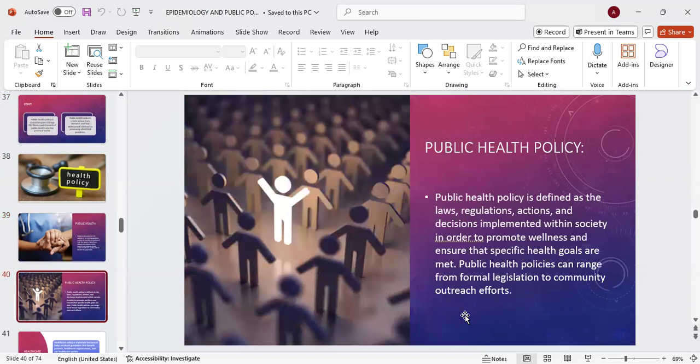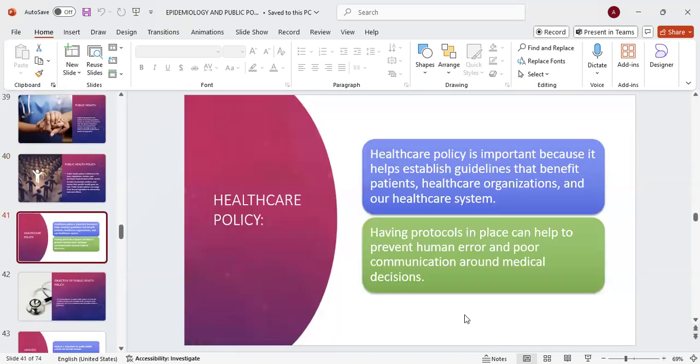Public health policy is defined as the laws, regulations, actions, and decisions implemented within society in order to promote wellness and ensure that specific health goals are met. Public health policies can range from formal legislation to community outreach efforts.